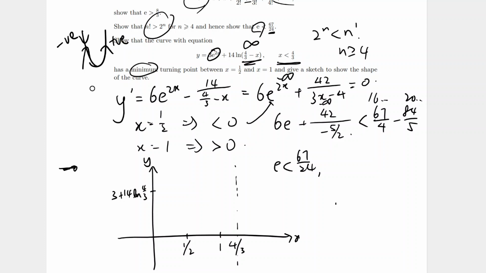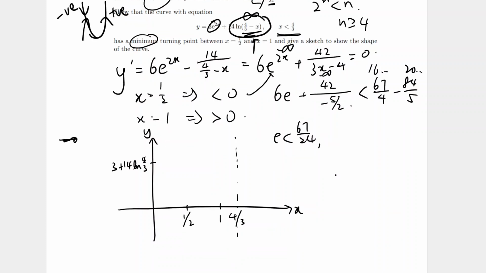Good. Now, what happens when x gets close to 4 over 3? So this gets ridiculously small, right? This thing tends to minus infinity. So I suppose let me draw this properly. So it probably does something like this, right? It's tending towards negative infinity when it goes to 4 over 3.